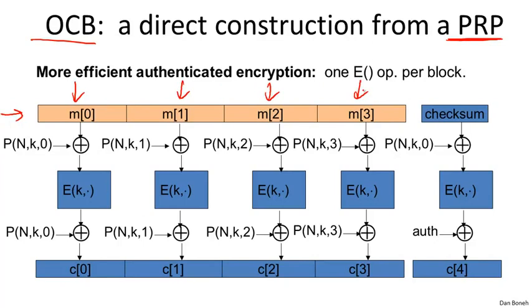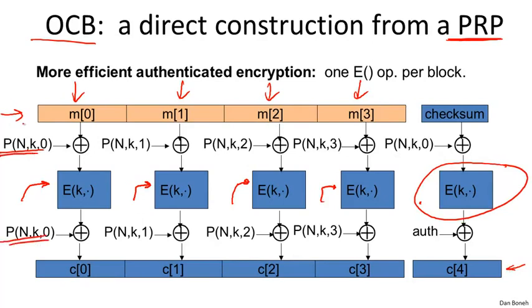The other thing to notice is that, as I promised, you only evaluate your block cipher once per plaintext block. And then you evaluate it one more time at the end to build your authentication tag. And then the overhead of OCB beyond just a block cipher is minimal. All you have to do is evaluate a certain very simple function P. The nonce goes into this P, you notice.